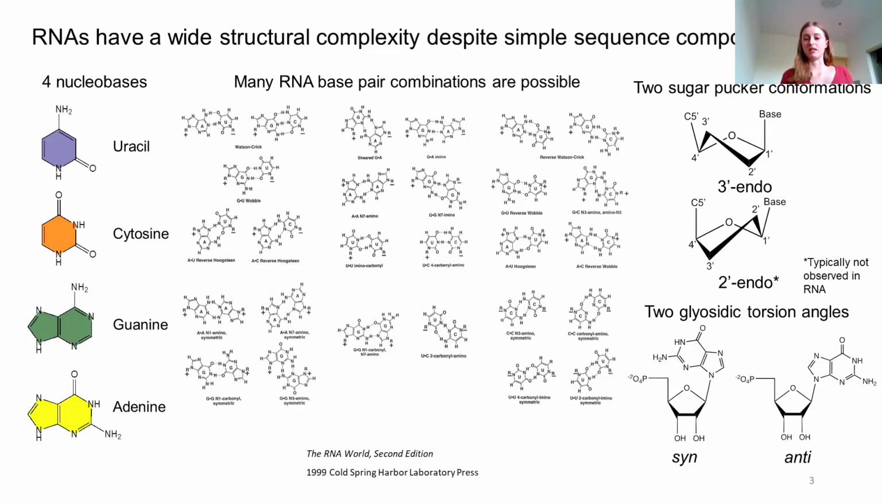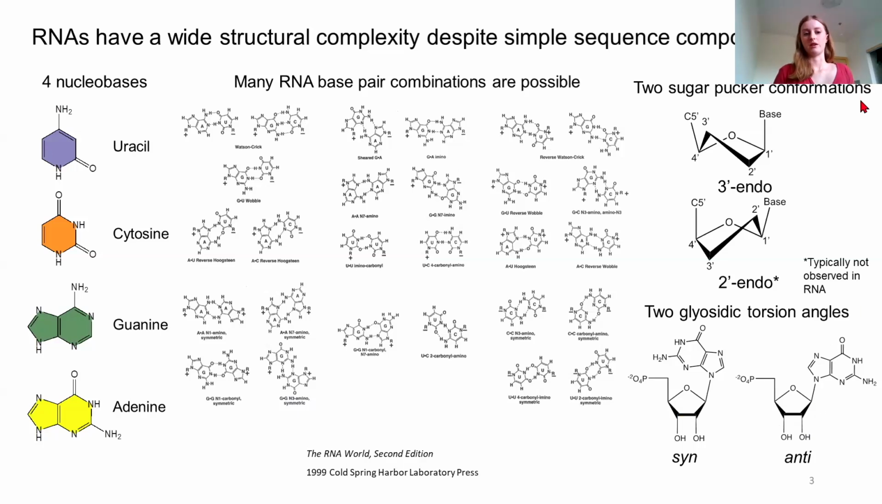But even within these base pairs, there's another level of structural complexity that is possible with different sugar puckers, being either C3' endo or C2' endo. Although C2' endo typically isn't observed in RNAs, it's more of a DNA sugar pucker. You can also have different glycosidic torsion angles, which is just a fancy way to say the orientation of the base relative to the sugar, being either towards it in a syn orientation or away in an anti orientation.